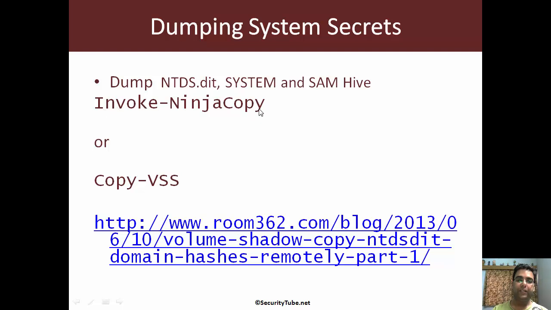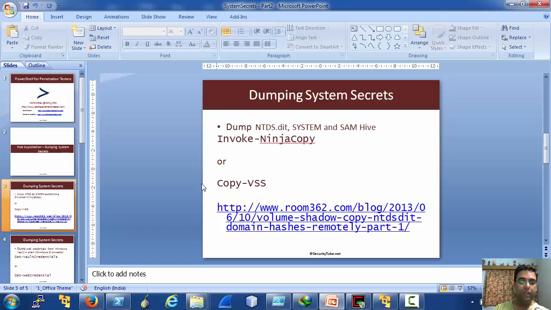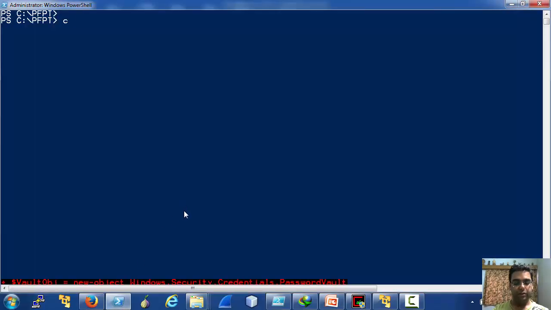Invoke-NinjaCopy is stealthier than Copy-VSS as it does not need the Volume Shadow Service which Copy-VSS needs. So it depends on your choice or whatever is at your hand to use. Let's try both of these. Let's use Copy-VSS from Nishang.